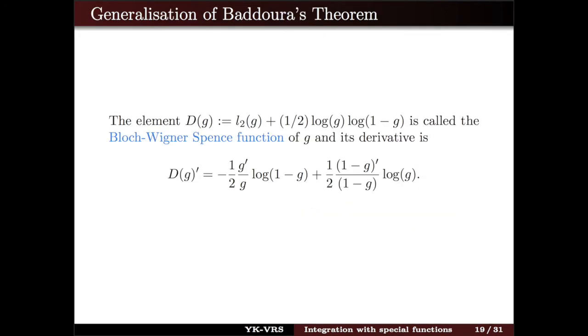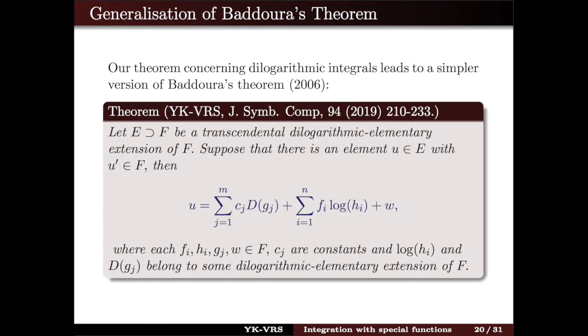Okay. So I will quickly mention Varadharaj's result. He uses what's called a Bloch-Wigner-Spence function. So this dg is given by this. The derivative is actually this thing, and this 1/2 plays a very important role. Such a thing is called a Bloch-Wigner-Spence function. The theorem that he proves is that if an element u belongs to this transcendental dilogarithmic elementary extension with u prime in f, then u can be written in this form. So this is the expression for u itself.